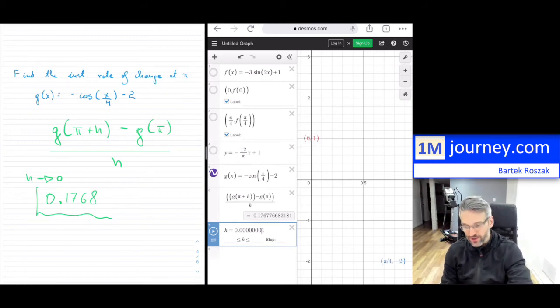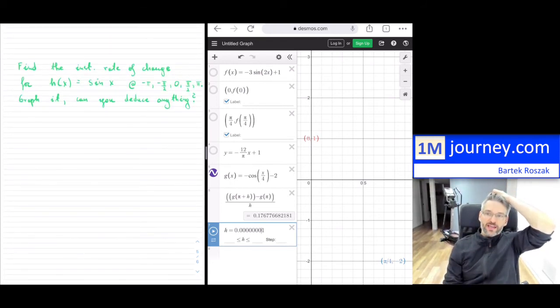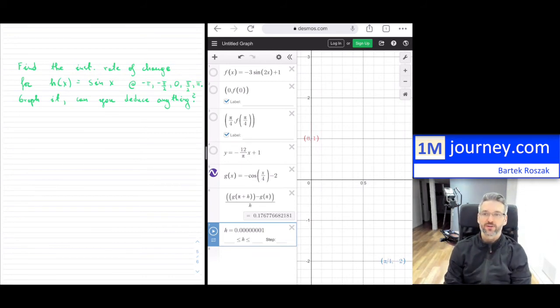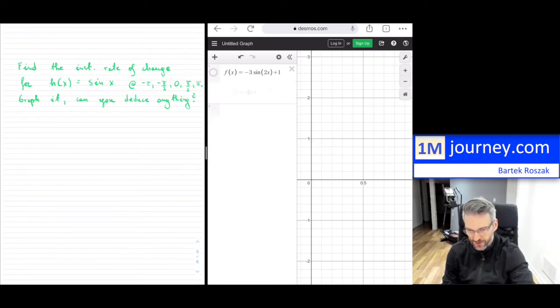Now, for trigonometric functions, here's something of interest. If you take sine of x and want to find the instantaneous rate of change, notice here it says at negative pi, at negative pi over 2, at 0, at pi over 2, at pi, and then it says graph it. So we want to find all these instantaneous rates of change. I'm going to do it in decimals, so it's a little bit quicker. Let's remove this and clean it up right here in decimals.